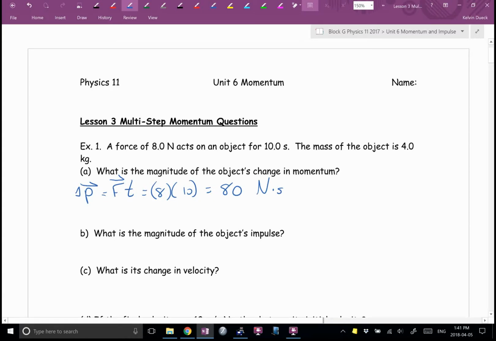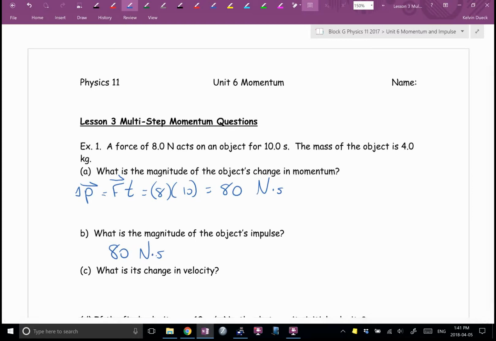Cool. Louisa, what's B asking me to find? It's impulse. So what is it? You'll notice I didn't give you any room to work, for a reason. This one is a Captain Obvious, so easy that it's tough. Pardon me? 80 newton seconds or kilogram meters per second. Because another word for impulse is change in momentum.